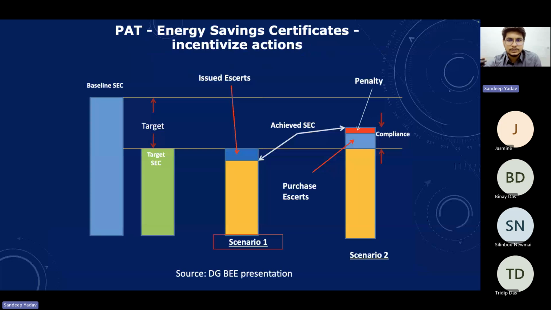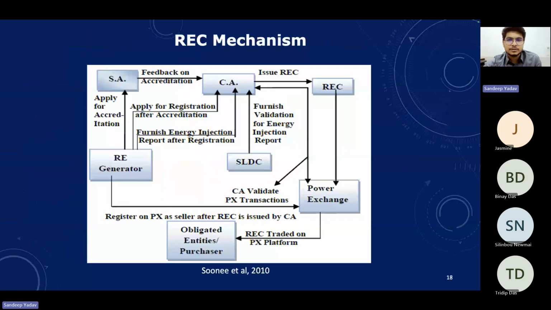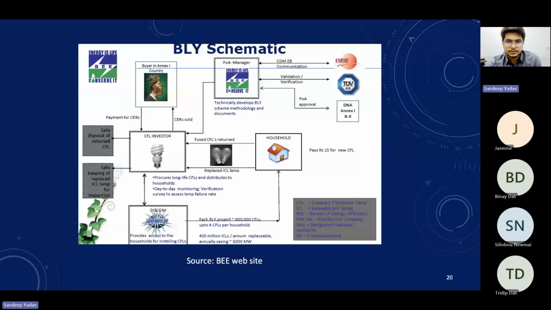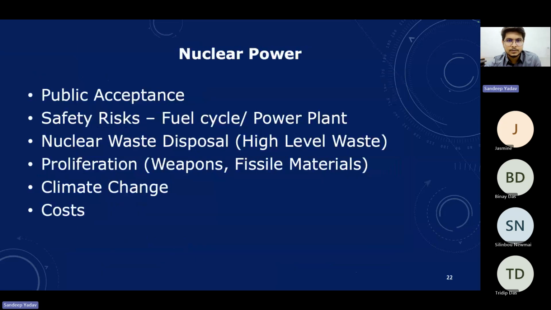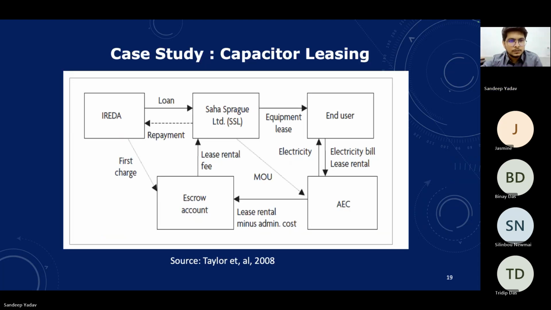Now, these are all the things already covered: data requirement and verification, case studies, BEEE, and the BLC scheme. The energy efficiency topics and all the rest have been covered separately through the updated sheets of M1.